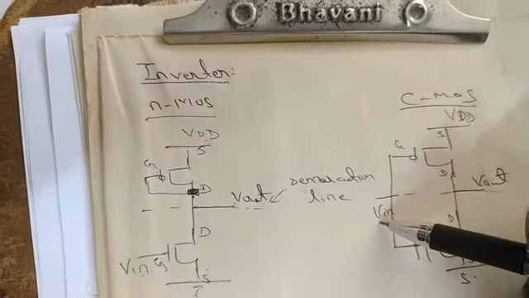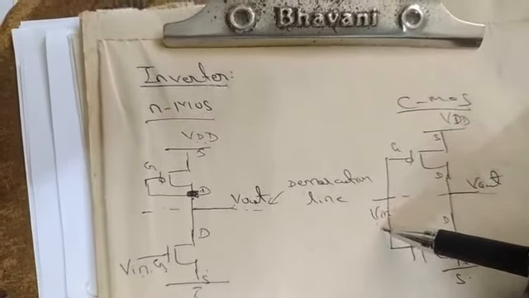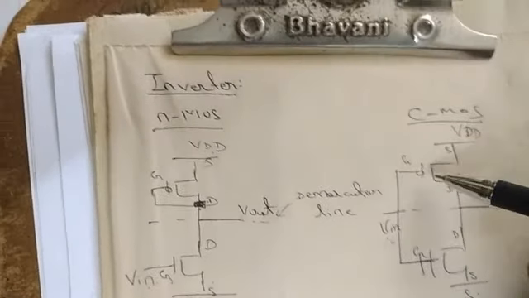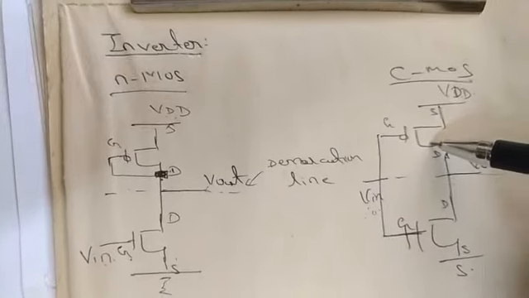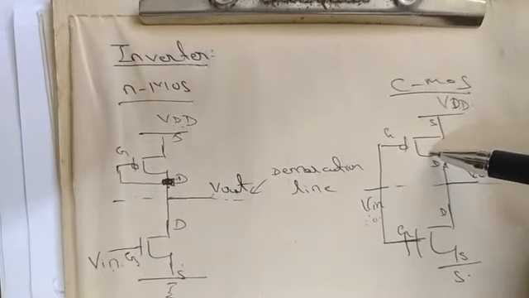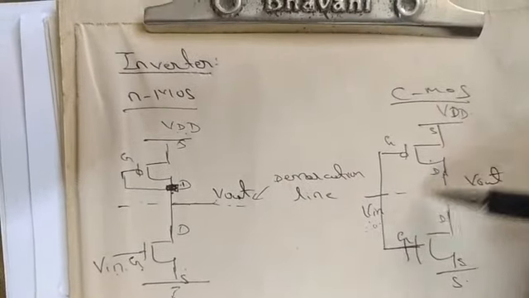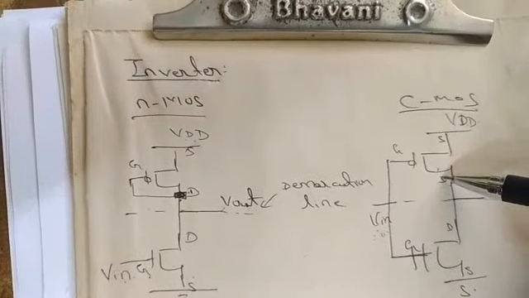So when V in is equal to 0, what will happen? When V in is equal to 0, my PFET will be in an on state, since it is a logical low input value PFET.